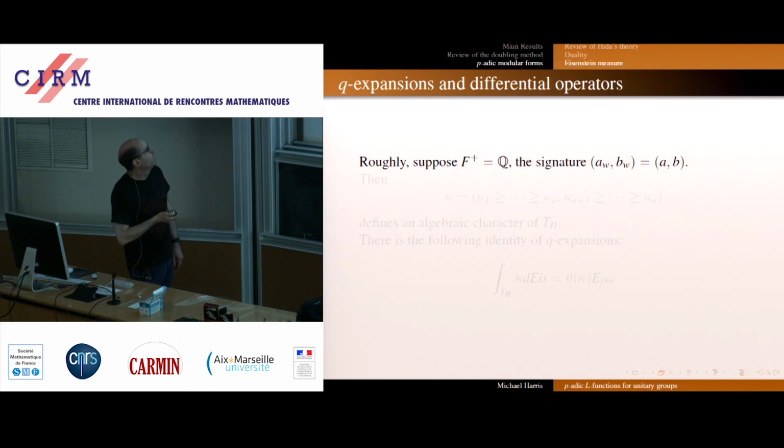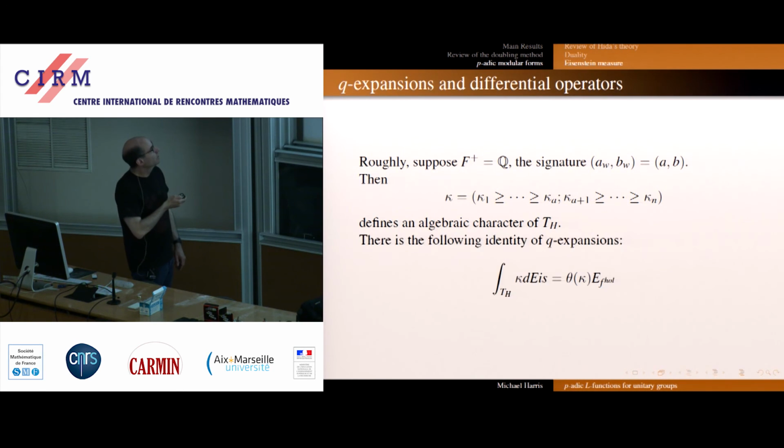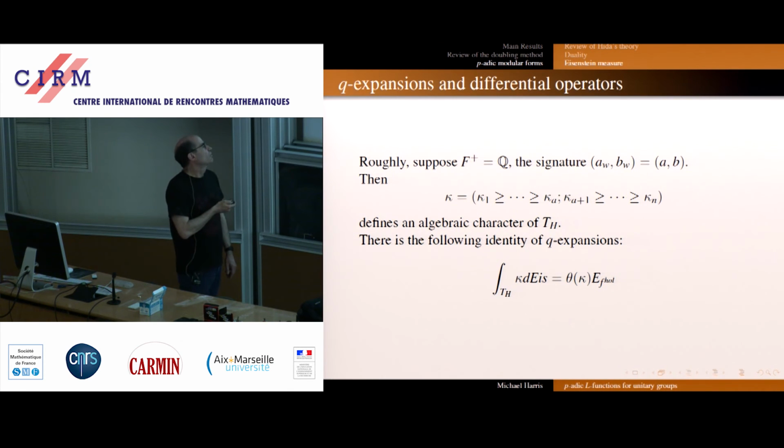Suppose there's only one place. We take a character that's adapted to the signature, which is a kappa. You have an A-tuple and an n minus A-tuple of decreasing integers. It's an algebraic character. Here's the identity of Q expansions.